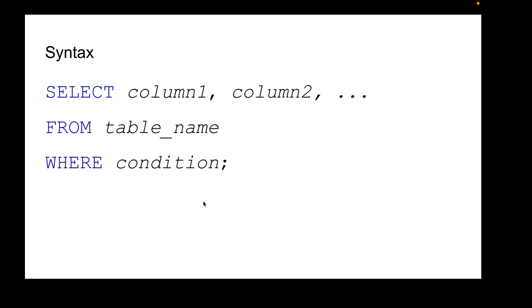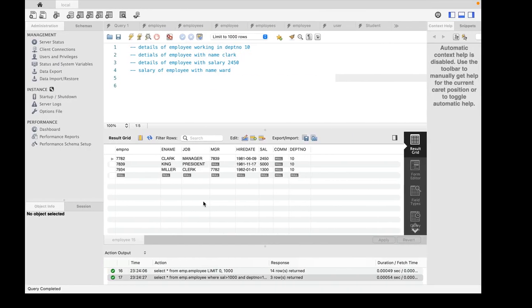So this is the syntax: select column 1, column 2 from the table name where the condition for the records we need. This is a summary of the where clause. It's a simple thing, and this is all we actually need to know. Next we go for the practical things.